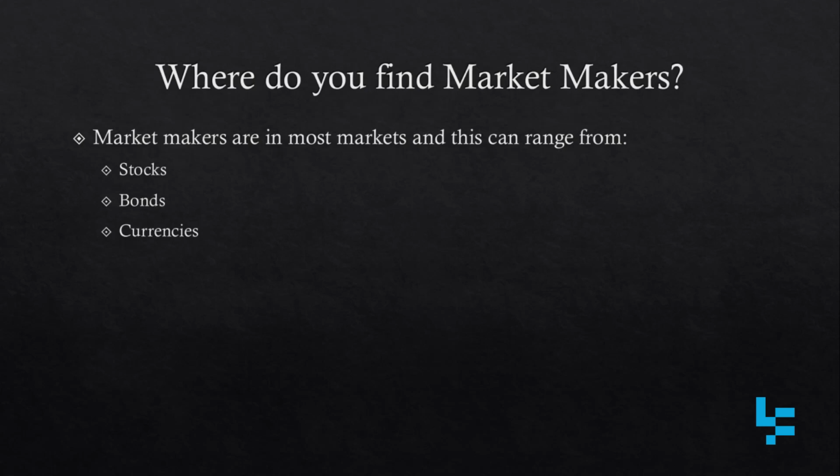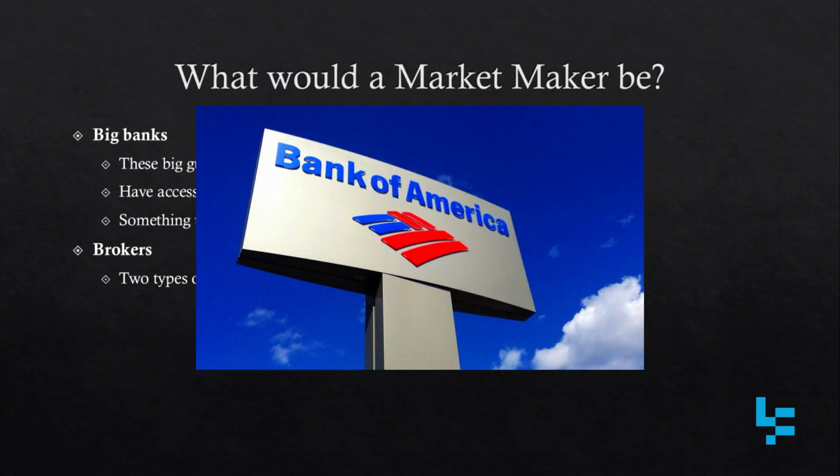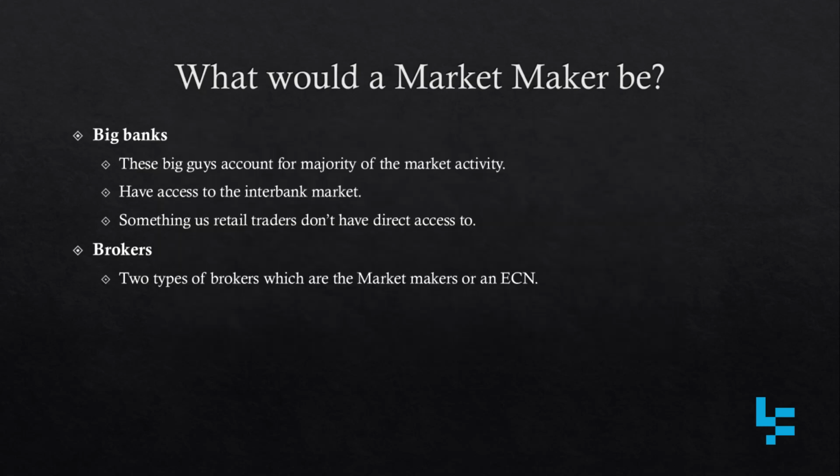Now, who would the market maker be? In general, there's two big market makers, and this is the big banks and the brokers. Now, the big banks, these are the main guys. These are the main market players because they account for most of the trading activity. They have access to what's called the interbank market, which is not accessible for retail traders.